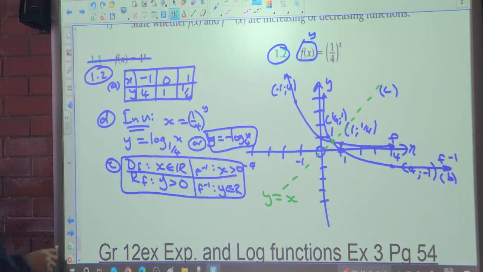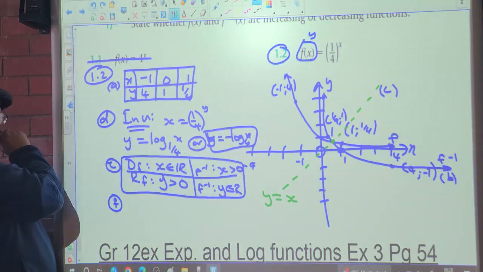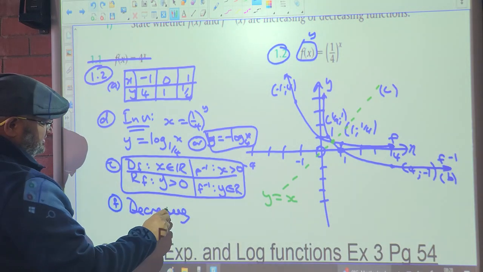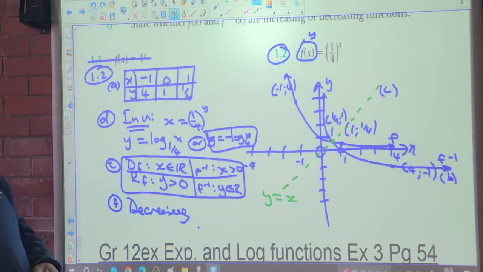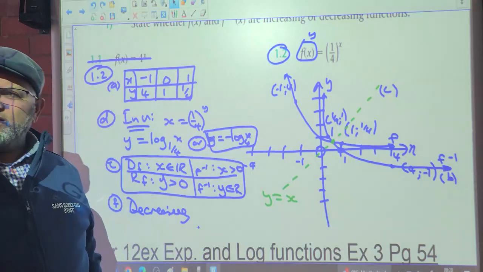Okay. F. What's the question in F? Is this graph increasing or decreasing? Decreasing. In both cases. Okay. Any confusion there?